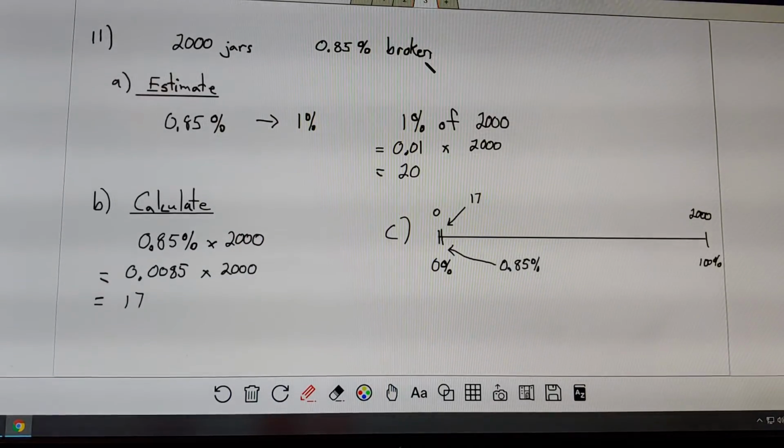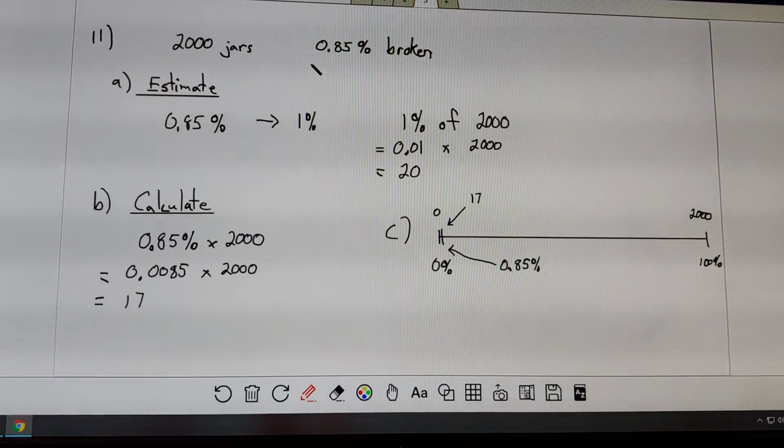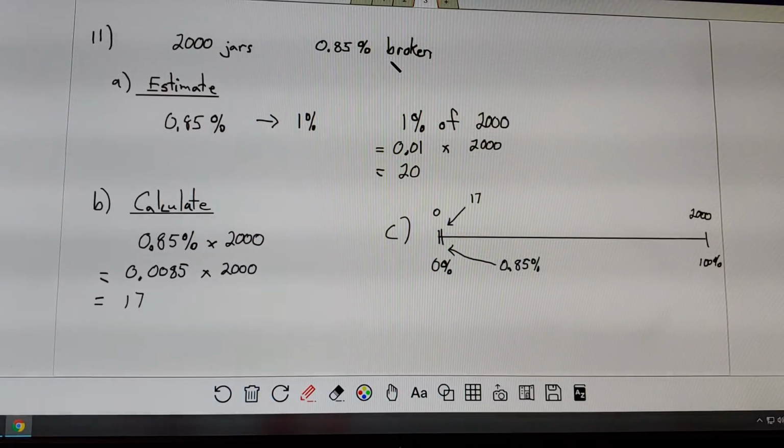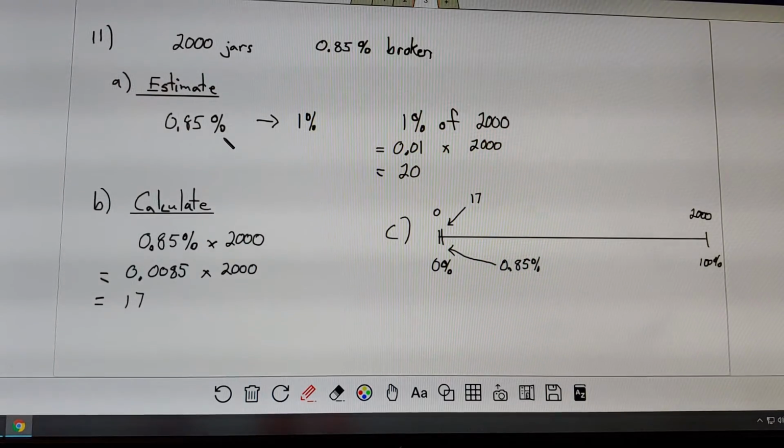Number 11. So, you've got a factory that makes tomato sauce. They shipped out 2,000 jars, and 0.85% were broken. Part A asks you to estimate how many were broken. So take a look at our numbers. Whenever we're doing an estimate, we want it to be as easy as possible. You should be able to do it in your head. So we looked at the percentage, 0.85%.